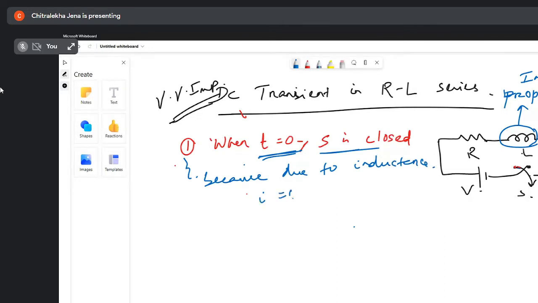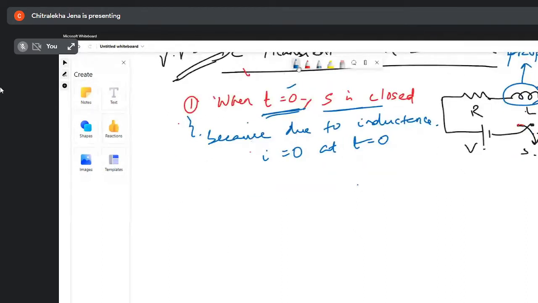I will be equal to 0 at t equal to 0. Am I clear, all of you? If there is any doubt, all of you listen carefully. If there is any doubt, you can ask a number of times. Understood, all of you? Yes, okay, ma'am.